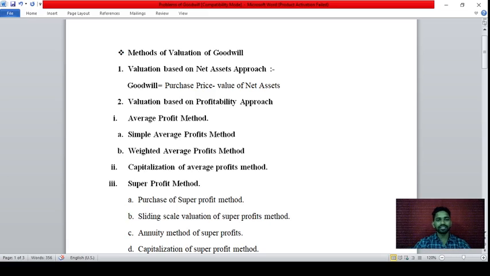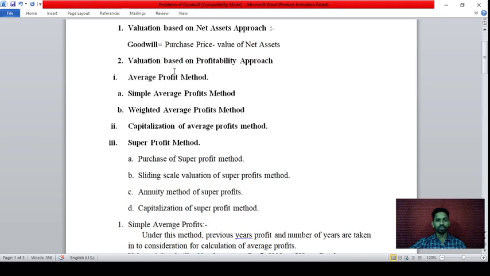Hi students, in the last session we had discussed the valuation of goodwill. Now we also discussed the methods of valuation of goodwill. There are two methods: valuation based on the net assets approach and valuation based on the profitability approach.